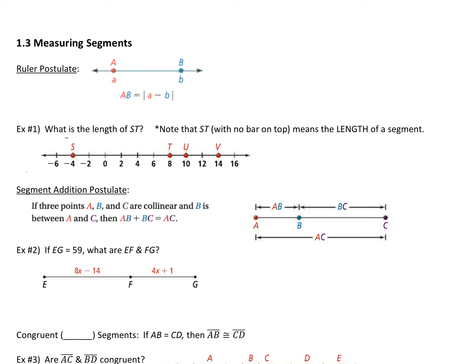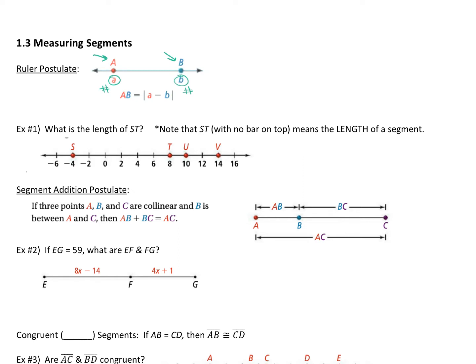We're going to be talking about measuring segments today. The first thing we do is called the ruler postulate, and it's just a way for you to tell the length of a segment given points on a number line. If I'm given points on a number line, they'll represent where they are with capital letters. These are representing the numbers.